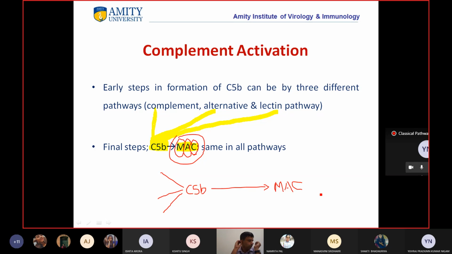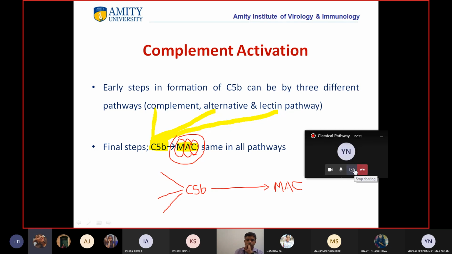Clear? Students, clear? Yes, sir. Okay. Yes, sir.